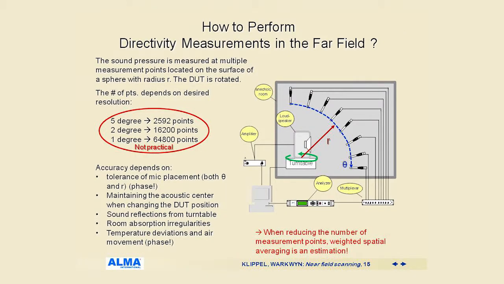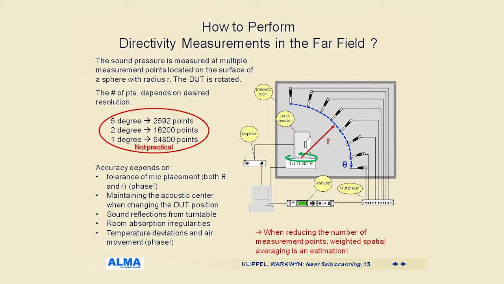So how do we make directivity measurements in the far field? The sound pressure is measured at multiple measurement points located on a surface of a sphere with radius r. The DUT is rotated. The number of points depends on the desired resolution. In a lot of cases, this is not practical. We need too many measurement points for fine resolution.